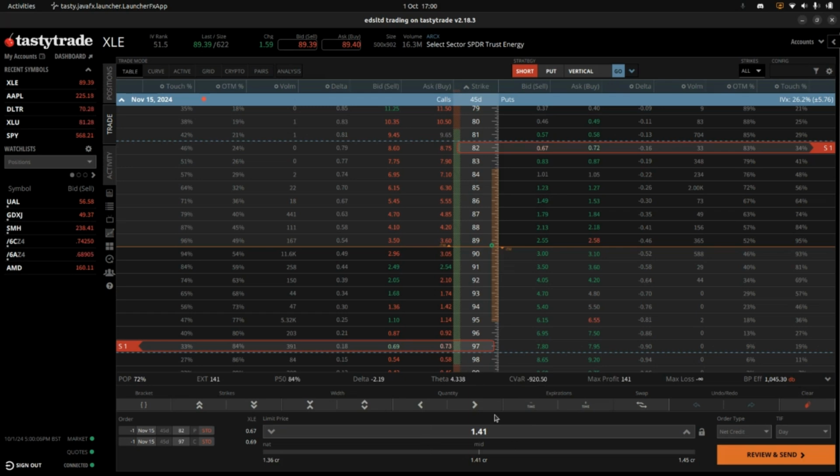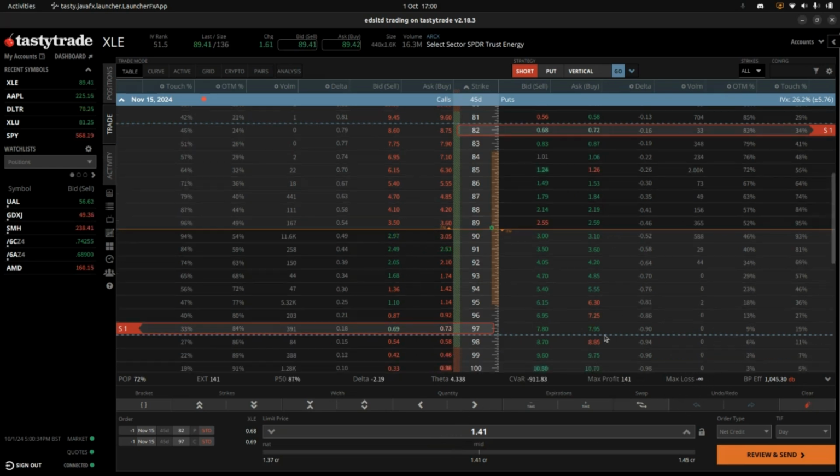Well, we would collect $1.40 per share. 100 shares in the contract. So we would collect $140 up front. Our broker would require just over $1,000 in buying power to open this trade, and we would collect $1.40 or $140 up front. We'd get a daily theta decay of $4.33. This is a naked position, and you do get the unlimited loss potential.